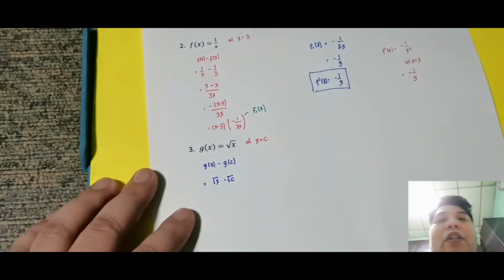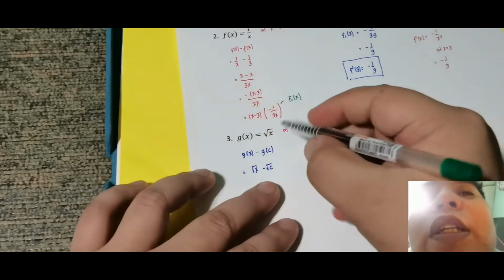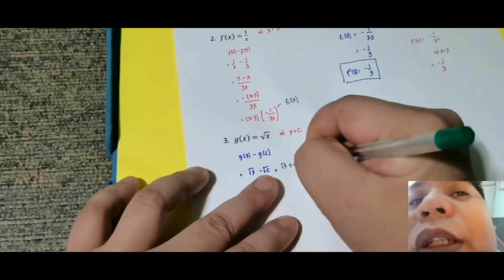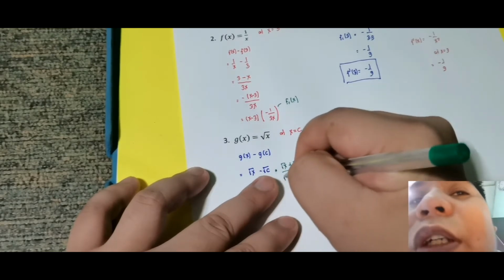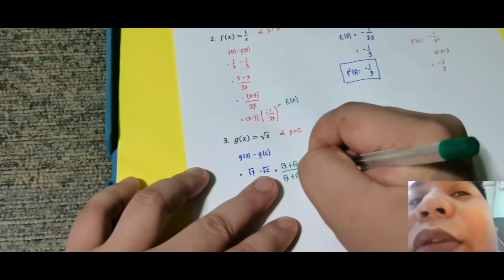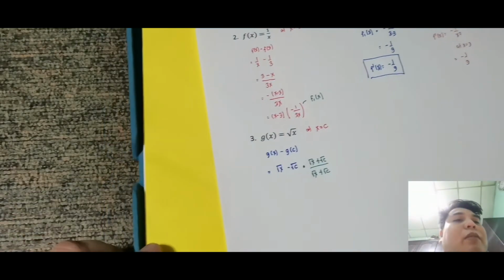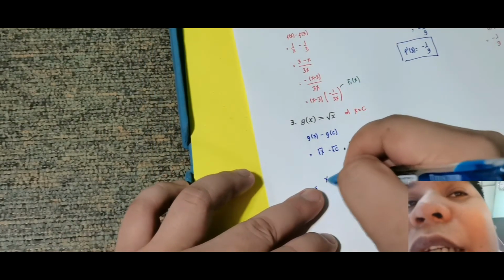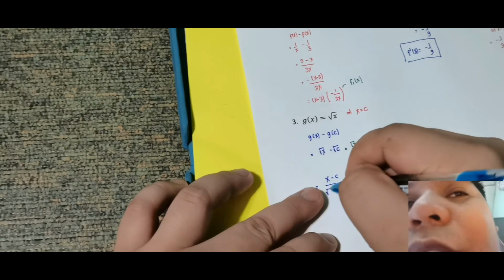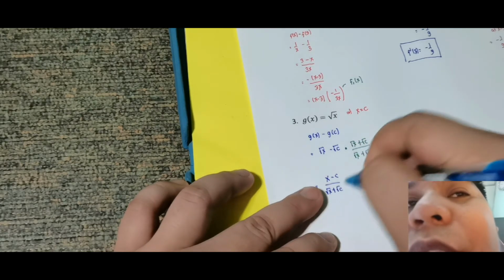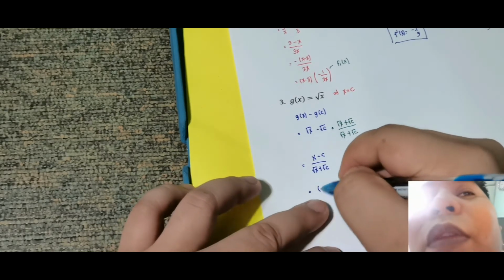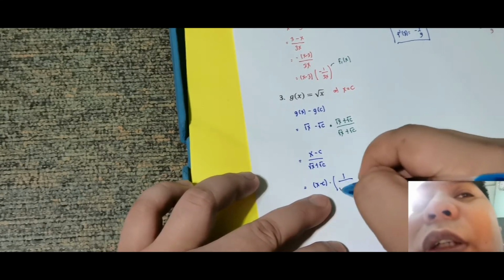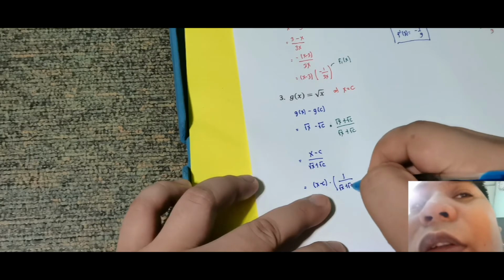So ang tawag sa gagawin ko is the rationalization. Meaning, i-rationalize ko siya, i-multiply ko siya by square root of x plus square root of c over square root of x plus square root of c, para mapalabas ko lang yung x minus c. So pag minultiply natin yan, sa taas magiging x minus c na lang over square root of x plus square root of c. So rewrite lang natin konti. This is x minus c multiplied by 1 over square root of x plus square root of c.